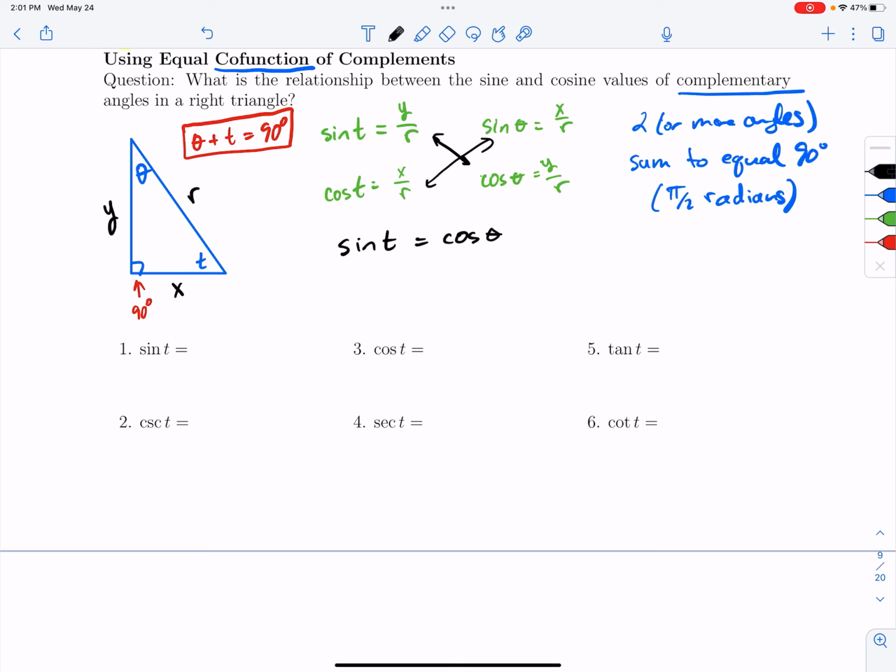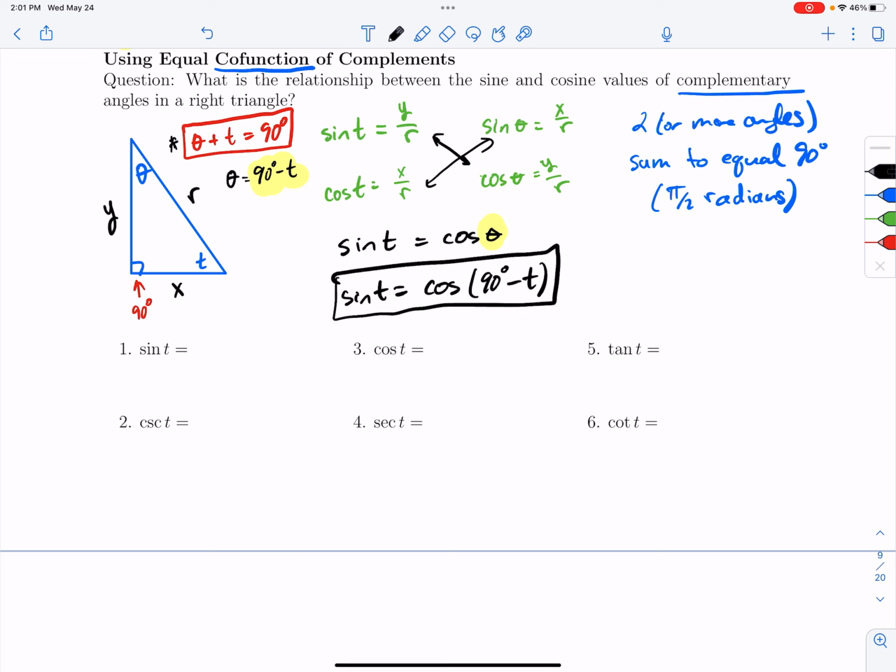And what I'm going to do is use this original relationship that I had up here to rewrite, or to solve for theta. So I could say theta is equal to 90 degrees minus t. So I'm going to replace this theta with this right here. So rewriting that, I can say sine of t is equal to cosine of 90 degrees minus t. So that is the cofunction relationship. If I have sine of some angle, that is equal to cosine of 90 degrees minus that angle. And so that is what I can write right here.